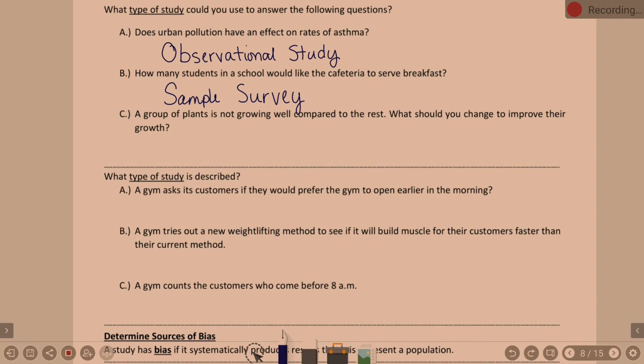Okay, C. A group of plants is not growing well compared to the rest. What should you change to improve their growth? Patrick's theory. Okay. Let's use Patrick's theory. It's the third one in the group. What have we not used, right? Experiment. Okay. Now, but it also talks about changing something, yes? Yes. A sample survey doesn't change anything. It just asks the question. Observational is no interaction. It's just observing. So if we're talking about changing something, we definitely have to talk experiment.